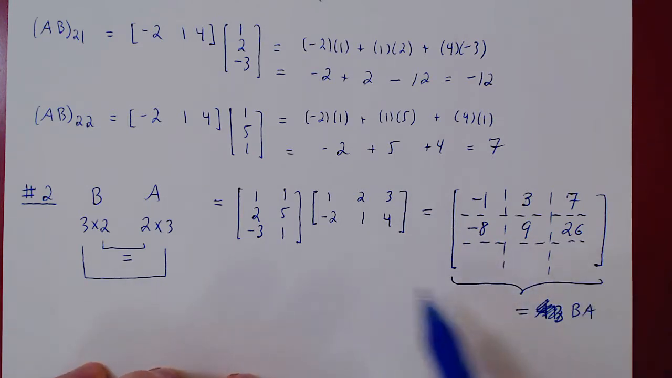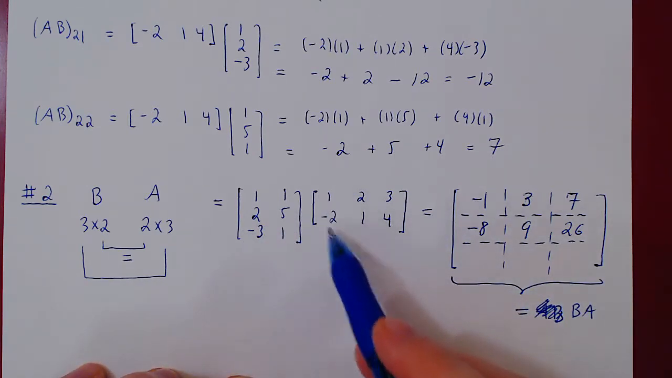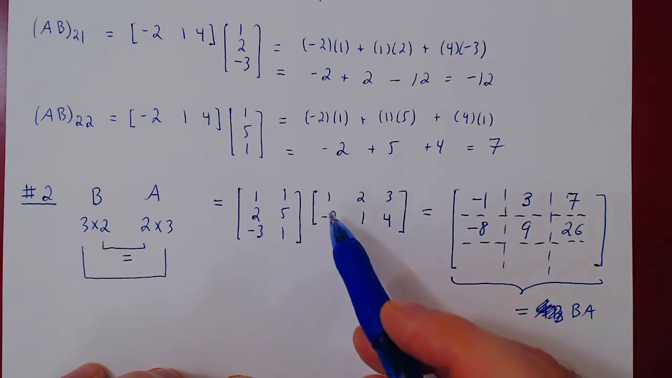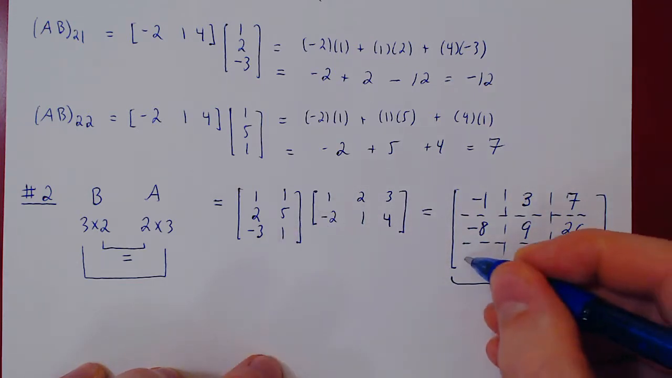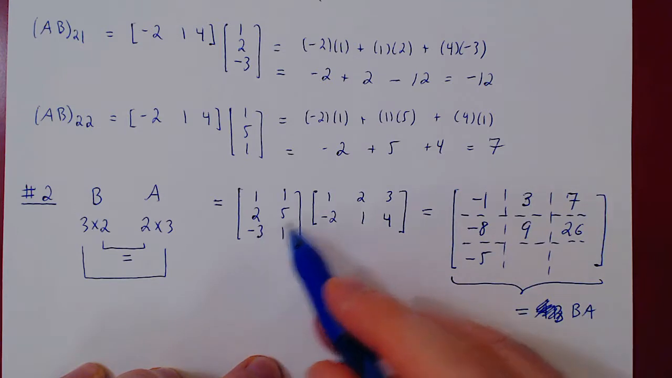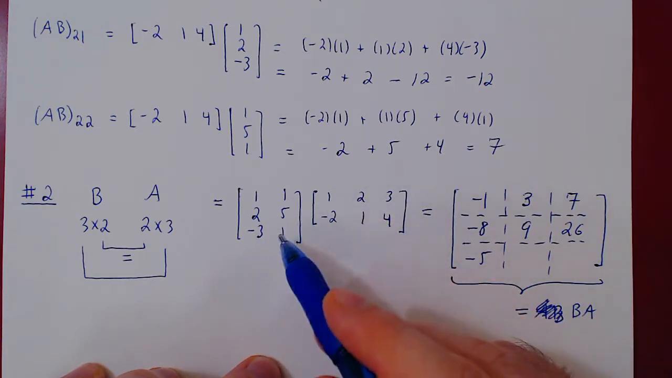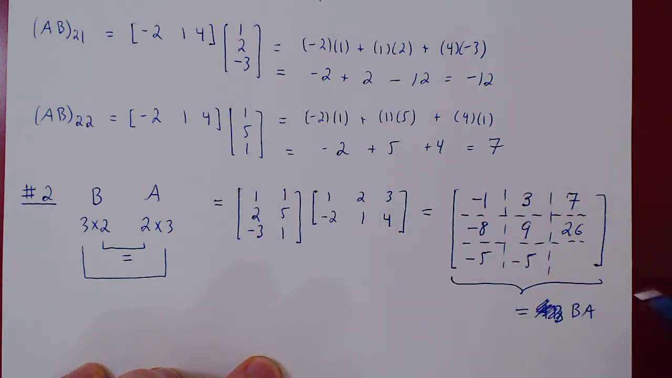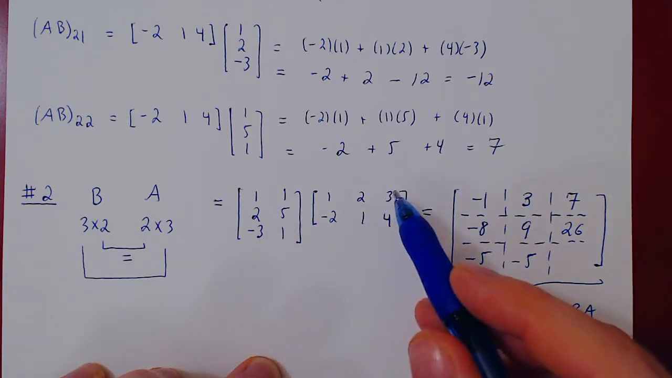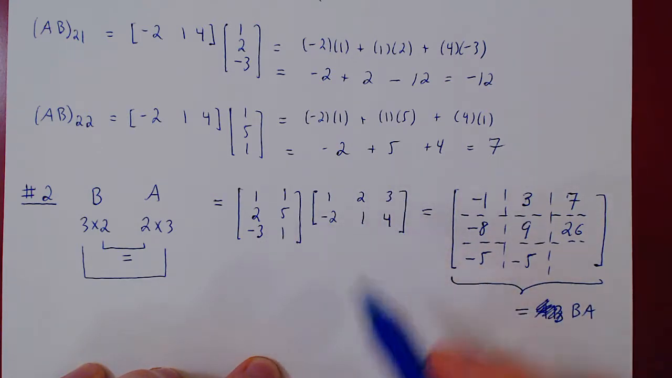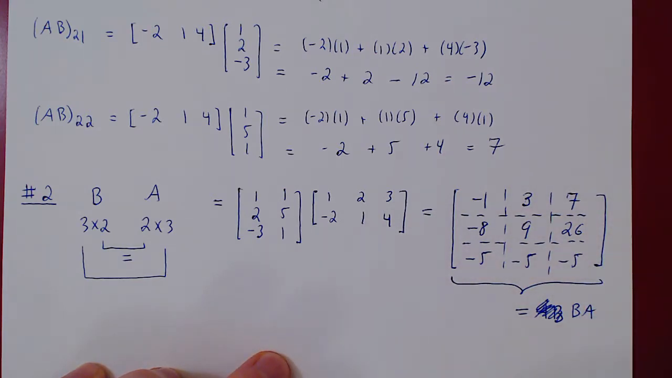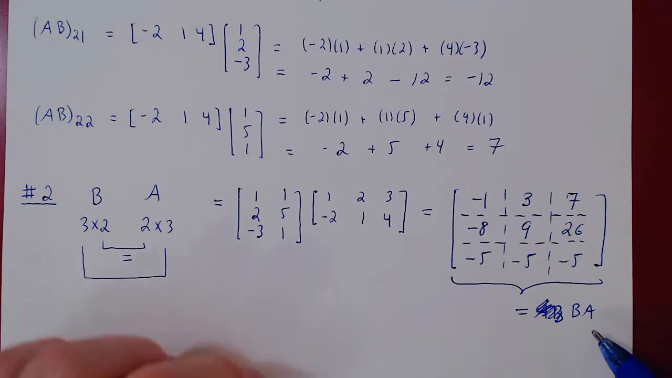To construct its third row, we will simply fix the third row of B and go through every column. Negative 3 times 1, negative 3, plus 1 times negative 2, negative 2, negative 3 minus 2, negative 5. Negative 3 times 2, negative 6, plus 1 times 1, 1, negative 6 plus 1, negative 5. And finally, negative 3 times 3, negative 9, plus 1 times 4, 4, negative 9 plus 4, negative 5. And now we have the matrix BA.